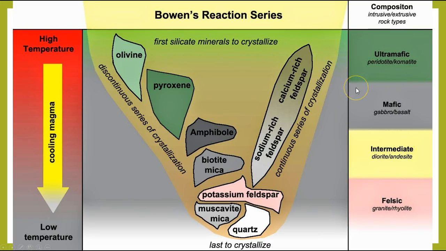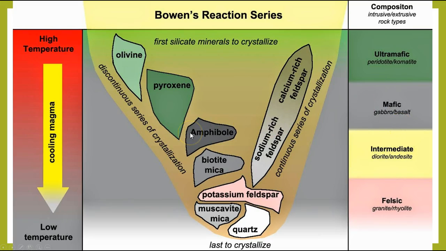As we move down in temperature, we start to see crystallization of pyroxene and, I guess, half sodium, half calcium feldspar. And then we start to see amphibole. Now this is our mafic chemical composition. So this is where we get gabbros and the basalts that we see.